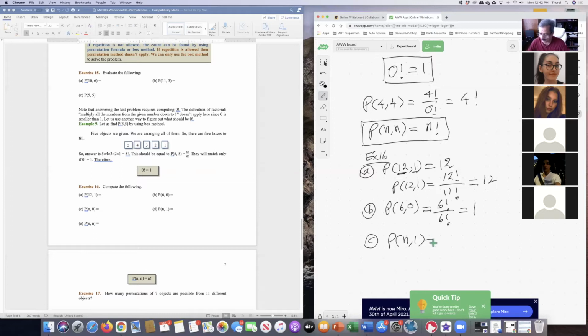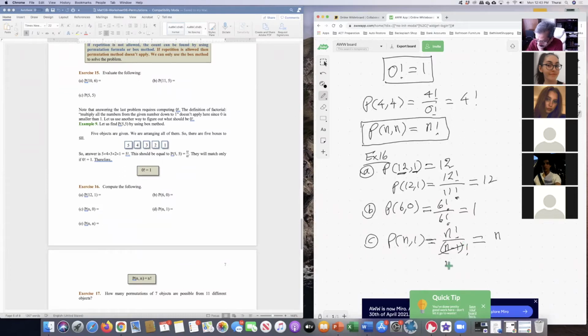Okay, part C says Pn,1. What is the expression for Pn,1? N factorial over n minus 1 factorial. What will I get if I simplify this? N. Because n factorial means n times n minus 1 times n minus 2 all the way down to 1. But everything starting at n minus 1, n minus 2, all those will cancel out with the denominator, right? So you will end up getting n.